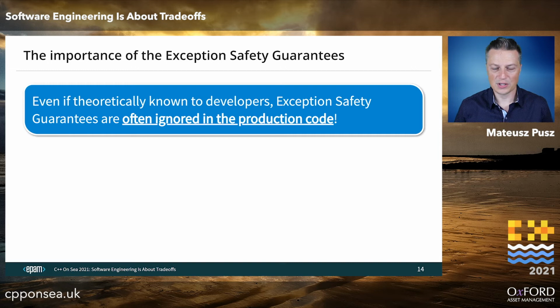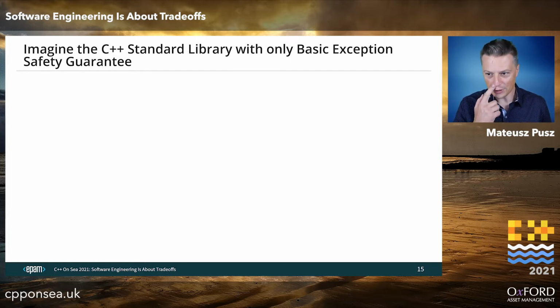So my observation, as I already said, is that even if theoretically known to developers, exception safety guarantees are often ignored in production code. Imagine that we didn't care about exception safety guarantees while we were designing the standard library. And we ended up with a standard library that supports basic exception safety guarantee instead of the strong one. How would this add connection function look in such a case?